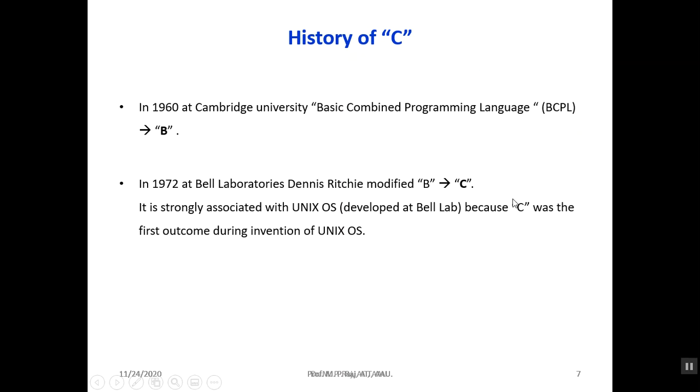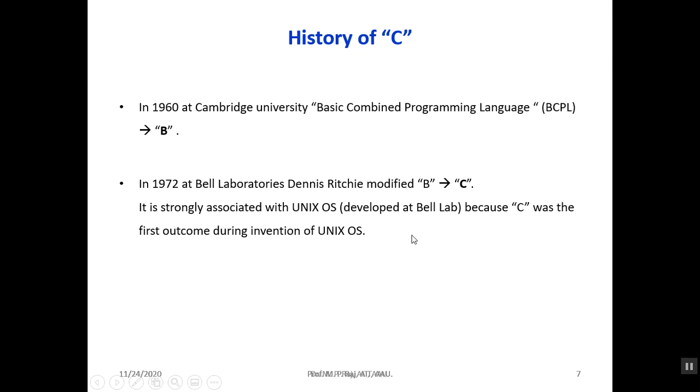BCPL is almost like C language, but it is the ancestor of C. From BCPL we derived B, and from B Dennis Ritchie derived C in 1972 at Bell Laboratories. It was a byproduct of the Unix operating system.